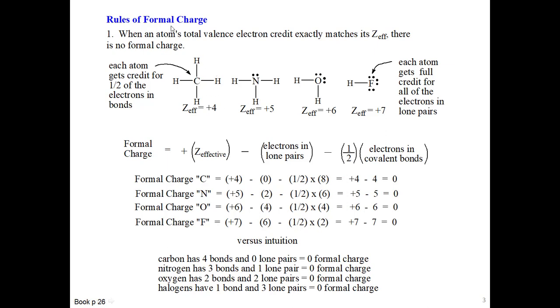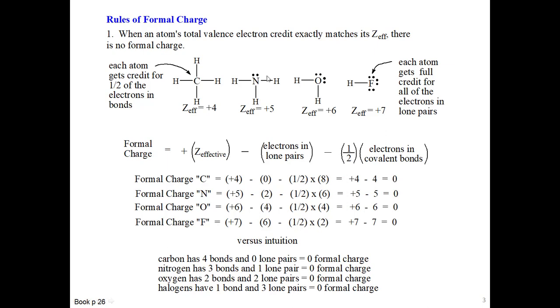So the first rule of formal charge is when an atom's total valence electron credit exactly matches its Z effective, there is no formal charge. So these should be very familiar molecules to us. We have CH4, which is methane, and carbon has a Z effective of +4. If we count up all the electrons in bonds, that's 8 electrons. So we would have no lone pairs, but we would have 1/2 of those 8 electrons, which would be a -4, and overall it would be a 0 formal charge.